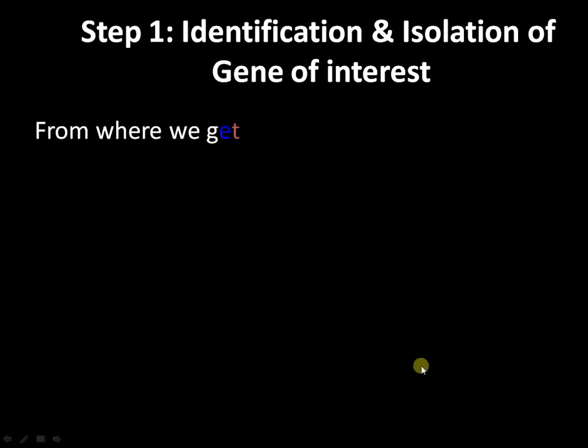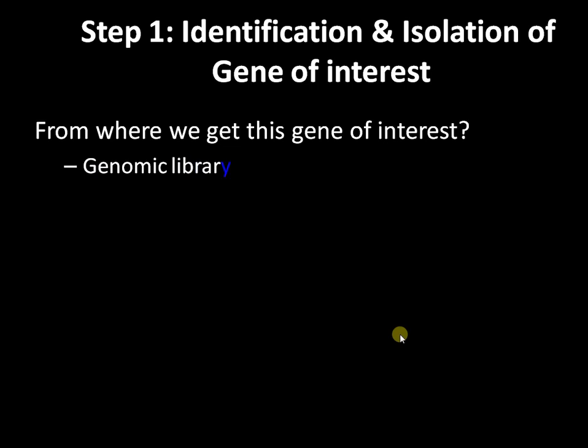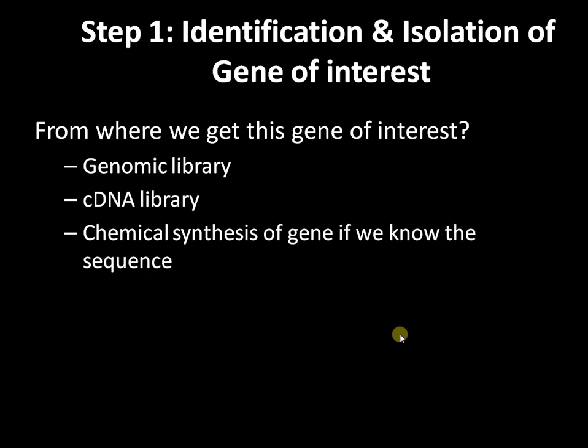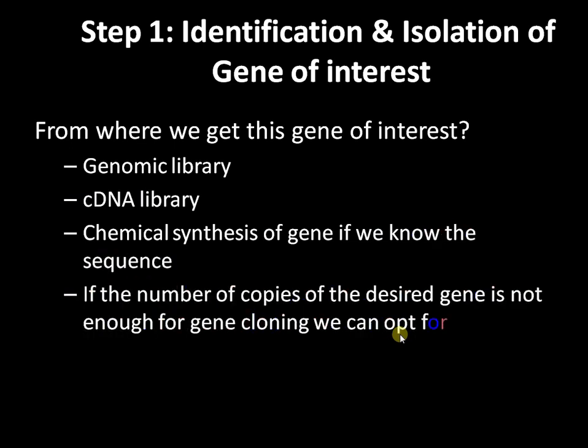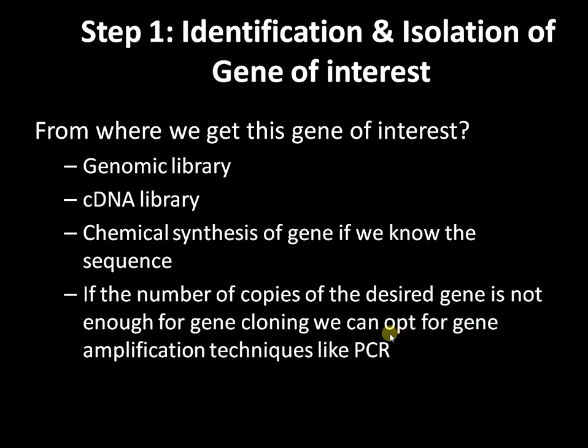In recombinant DNA technology, from where do we get this gene of interest? There are different resources for getting our gene of interest. These include a genomic library, a cDNA library, and chemical synthesis of a gene if we know the sequence. If the number of copies of a particular gene is not sufficient for gene cloning, we can amplify it using polymerase chain reaction, a gene amplification technique.